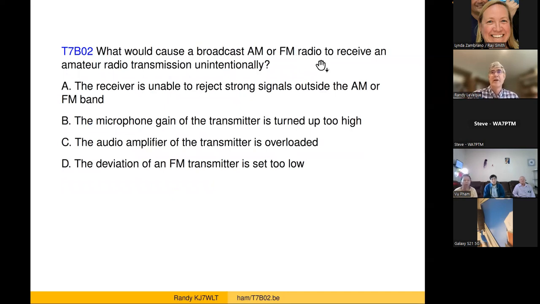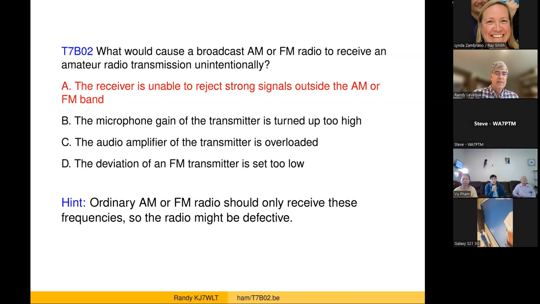So broadcast radio means radio like a radio station that you tune to in your car or on a transistor radio. It's a radio station that's broadcasting to the whole world, or at least whoever can reach their signals. So it's a commercial station or a public radio or something like that. It's not ham radio. So if you have a broadcast AM or FM radio, like the one built into the dashboard of your car, or a little transistor radio, and it's receiving an amateur radio transmission unintentionally, what's the problem with that?